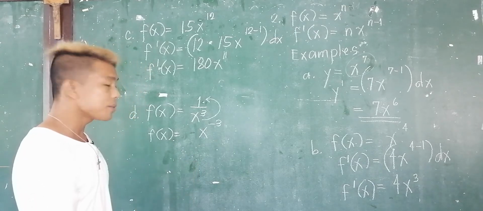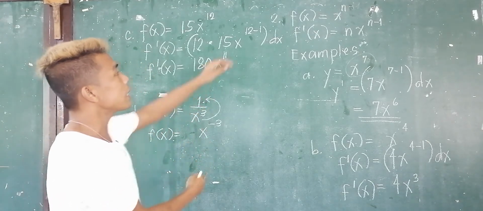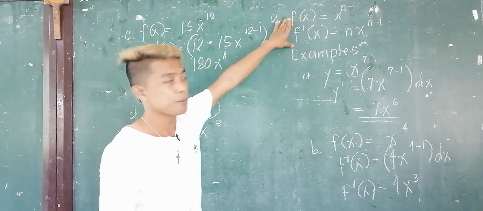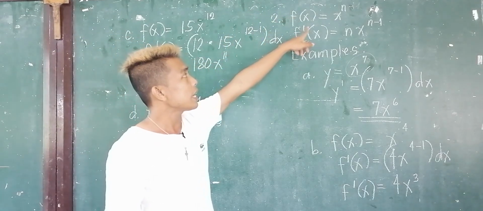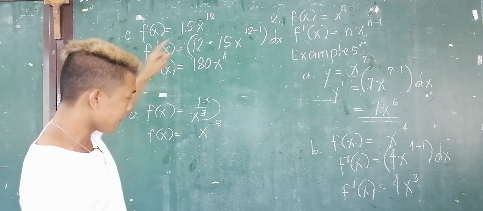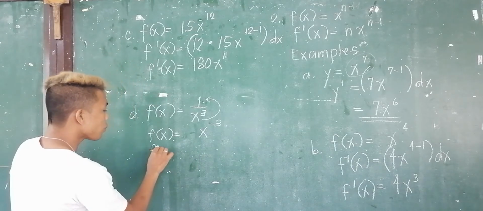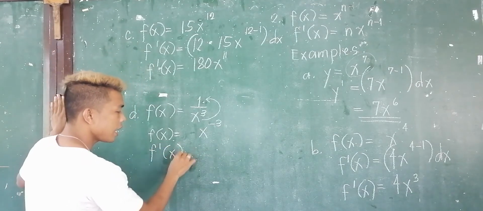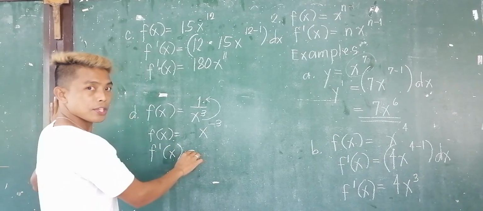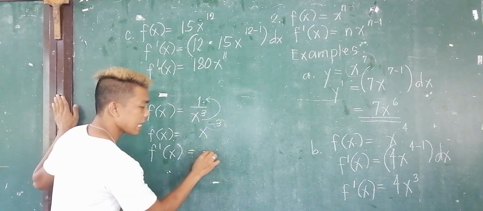Now, we are ready to find the derivative, because it now looks like the formula. We have now f of x equals x raised to n. We now know our n, which is negative 3. So, we are ready to identify its derivative. Here, the exponent is negative 3. That is what we will put in front.